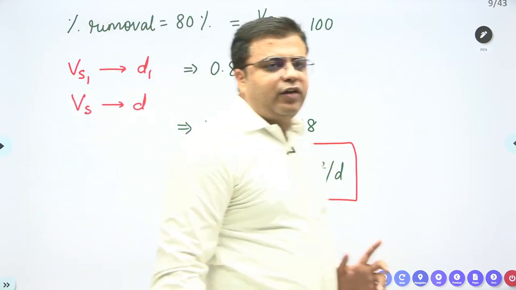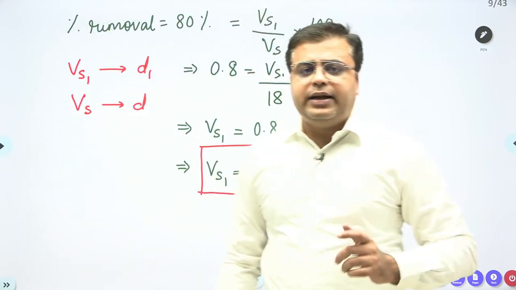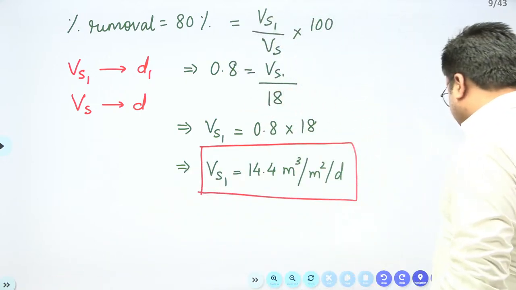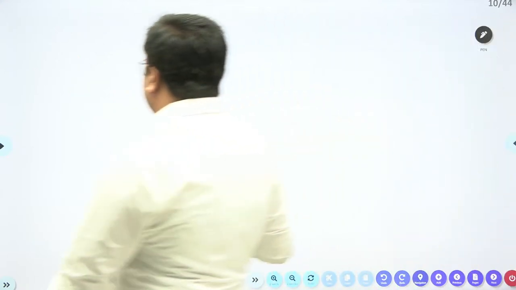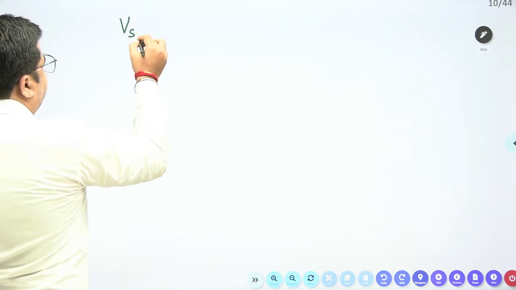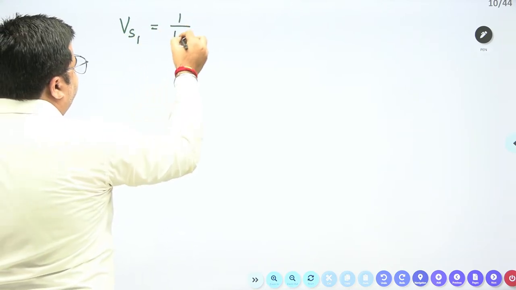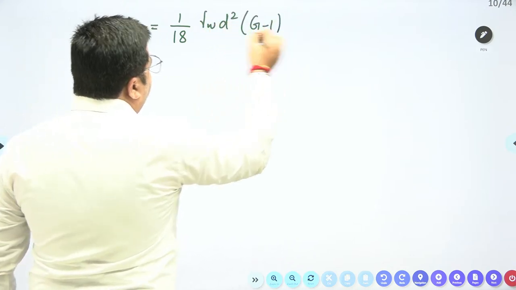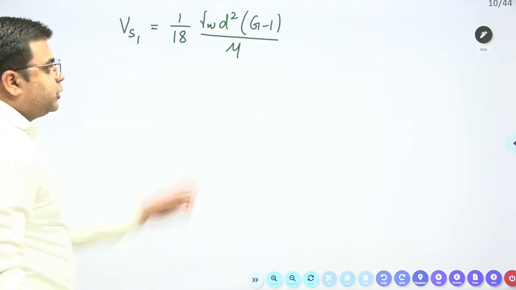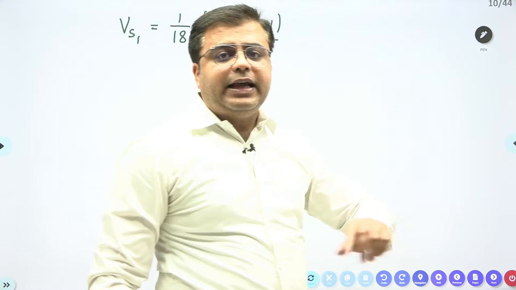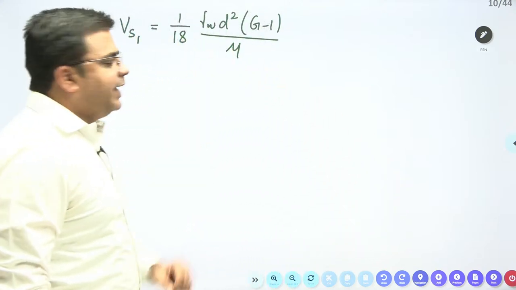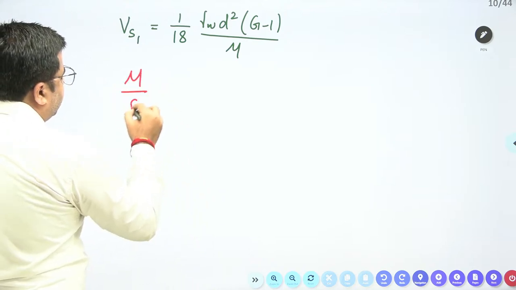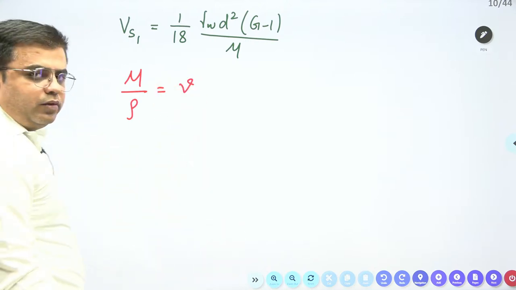Using this settling velocity, I can very easily calculate the size of the particle. Good, Varsha. Good, Prashant. Good, Thiru sir. Okay, keep doing the calculation. So we have the settling velocity Vs1. And for this settling velocity, I can use the expression 1 upon 18 gamma W d square into G minus 1 upon mu, right? Now, this mu is not given. We are given the kinematic viscosity. This mu is the dynamic viscosity. But my dear students, we know that mu by rho is equal to kinematic viscosity nu, right?